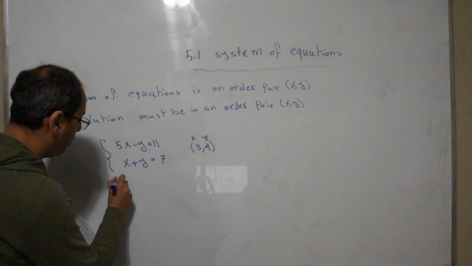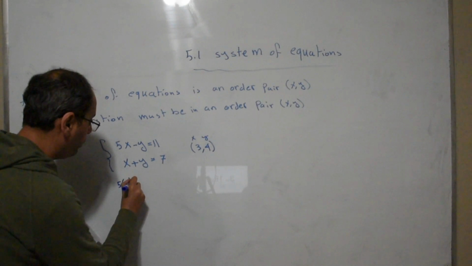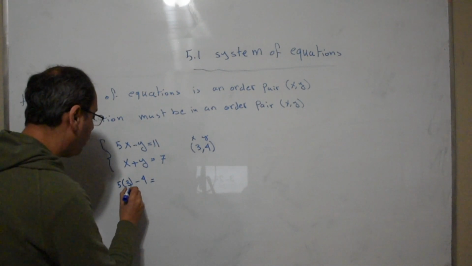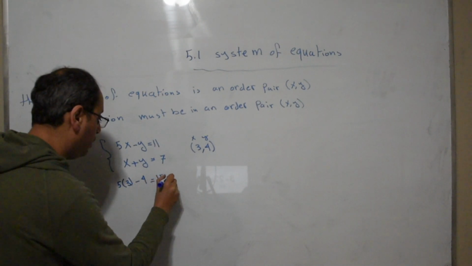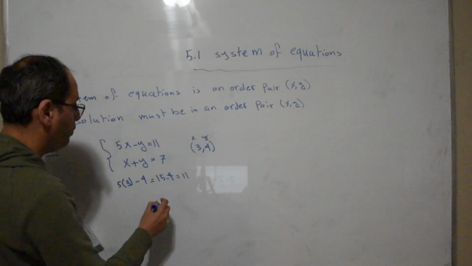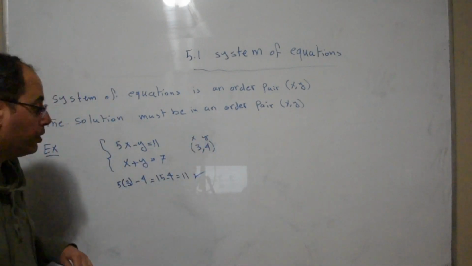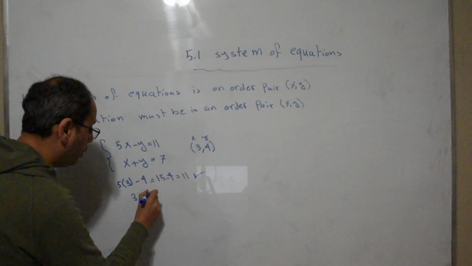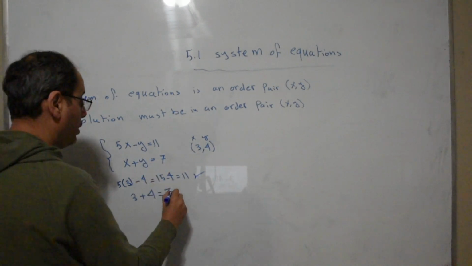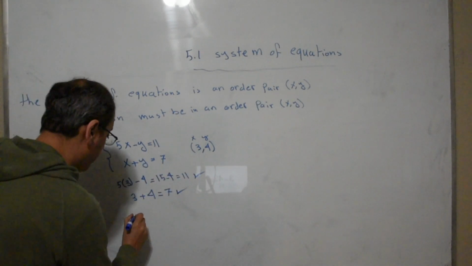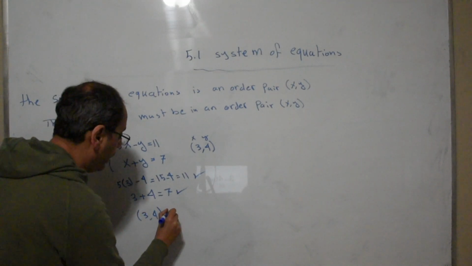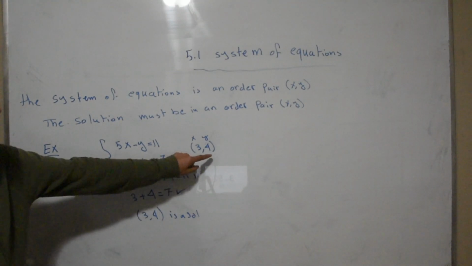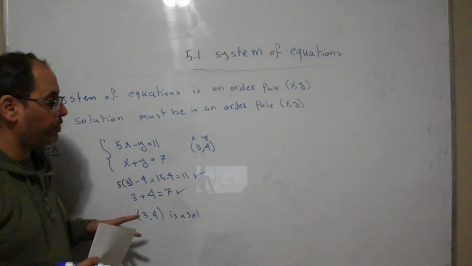Okay, let's try that. 5 times 3 minus 4 is 15 minus 4, which is 11. And here is 11, so the first one is correct. Let's try the other one. x is 3 plus y is 4, that gives me 7. So here the answer, 7, is correct. Therefore, 3 and 4 is a solution. Okay? So you plug x and y in both the equations. Let's get another example.